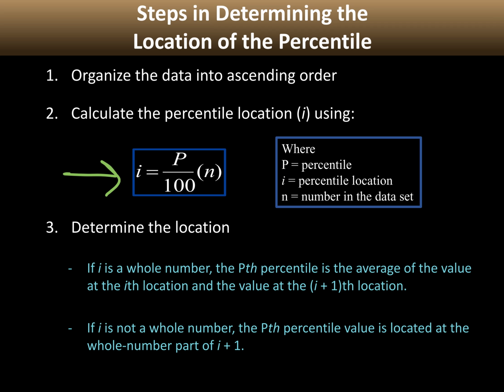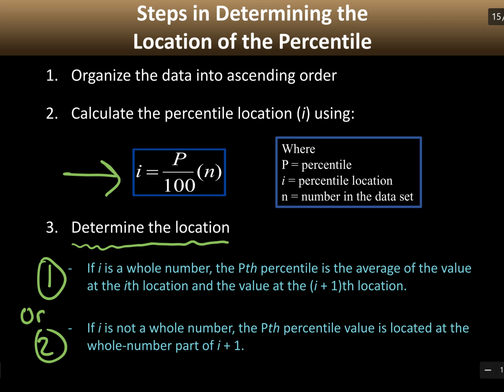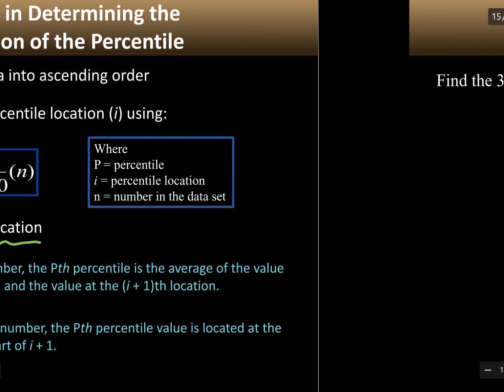Then this is really important: determine the location. We have two different cases. Case one is if I, your index, is a whole number, then the percentile is the average of the value at the ith location and the value at the I plus 1 location. Or case two, if I is not a whole number, then the percentile value is located at the whole number part of I plus 1. We'll look at some examples to see how to calculate those.